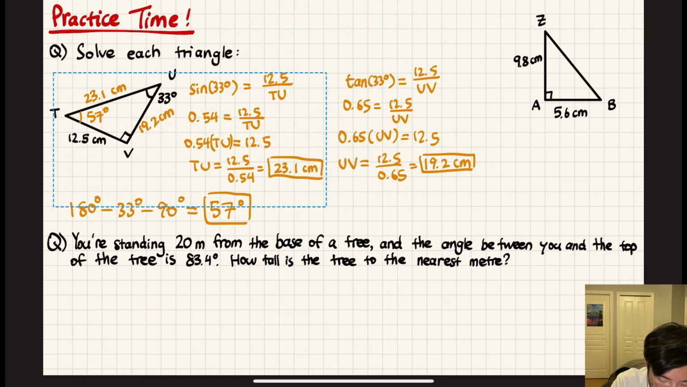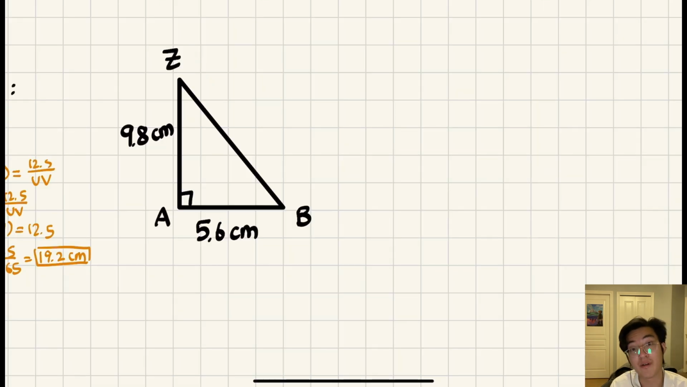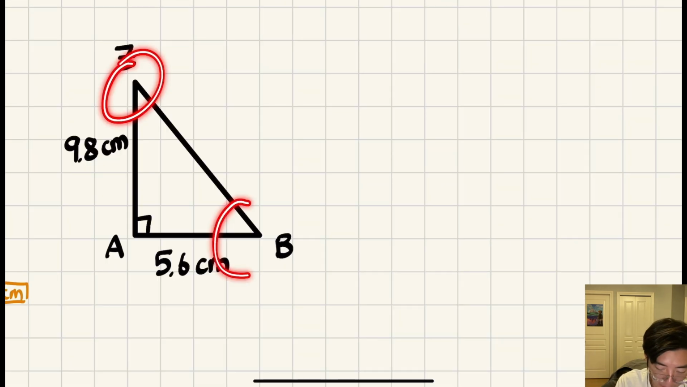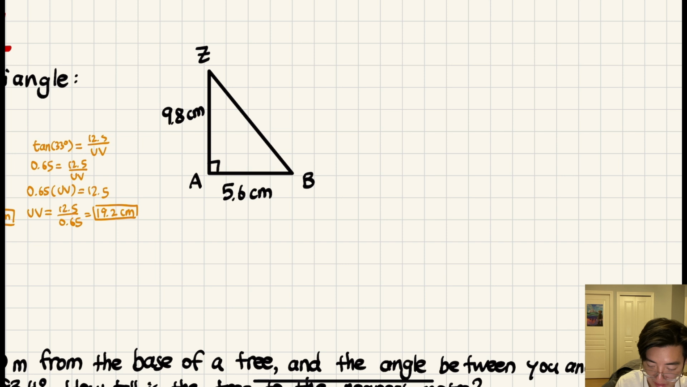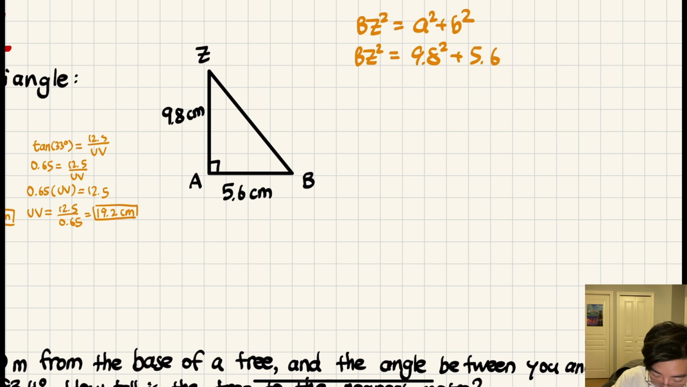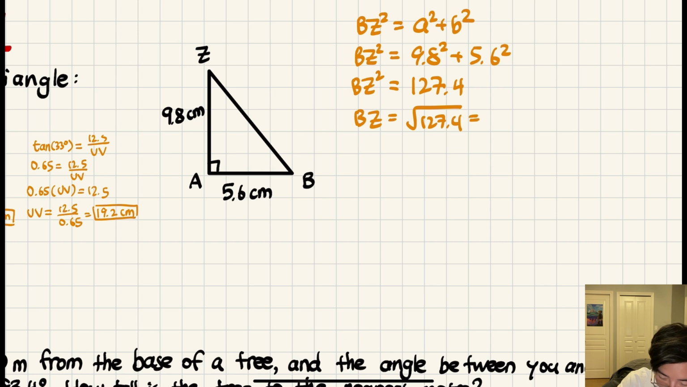Alright, so now let's try the other triangle. In this case, this is similar to the one we did as the example. We don't know this angle, we don't know this angle, and we don't know this length here. Luckily, we can find this length pretty easily using the Pythagorean theorem. So BZ squared, the hypotenuse squared, is the 2 side lengths squared, which means that it is 9.8 squared plus 5.6 squared, which is 127.4, and then we square root both sides to get 11.3 centimeters. Good old Pythagoras.